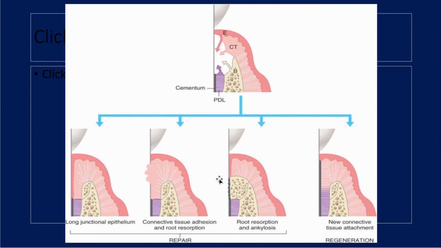Also, there could be root resorption and ankylosis, where you can see the bone is directly fused to the underlying cementum of the tooth. These are all examples of a process known as repair. Our goal is regeneration, where we actually develop a new connective tissue attachment, and we'll be looking at these definitions a little bit more in detail.